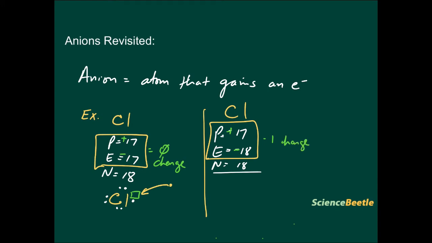When we draw the Lewis dot structure, you can see we've got the 7 for the neutral atom, and now we have the 8th electron represented in green. This identifies that we have one more electron than protons, so the overall charge for this atom is -1. This is the anion on the right-hand side, and that's the way we distinguish it.